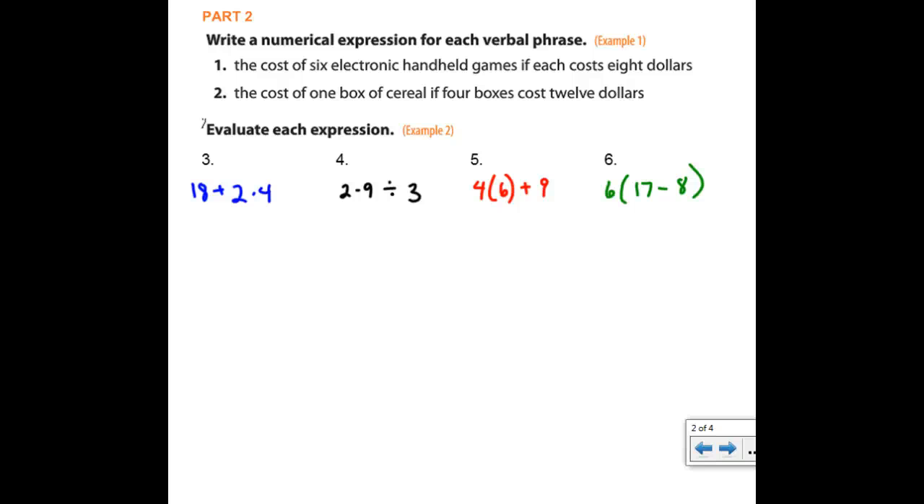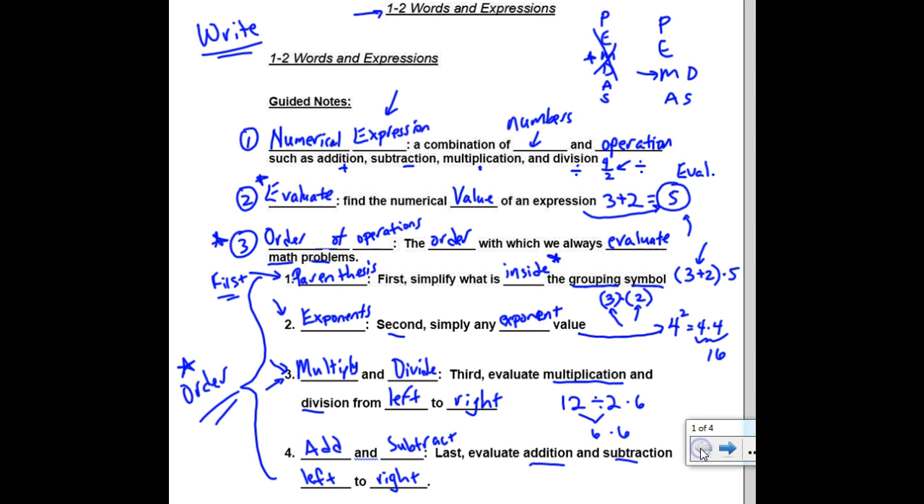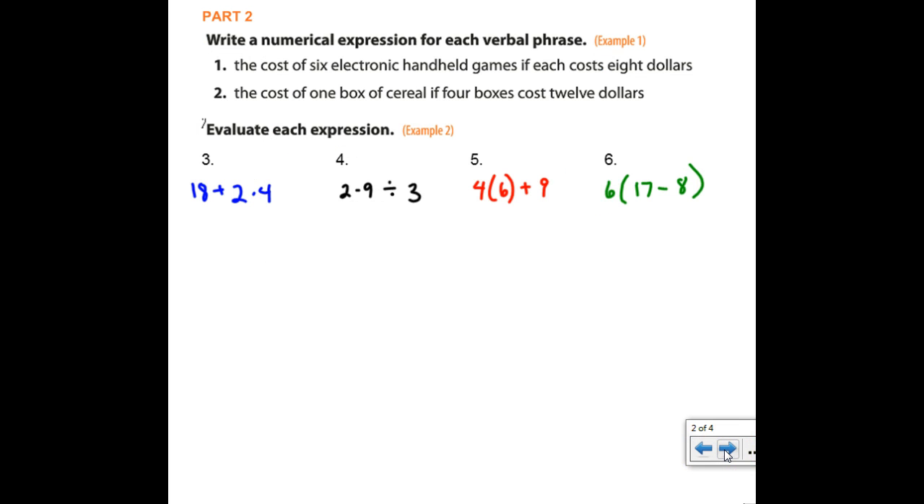Hello and welcome to part two of chapter one, section two. You just finished, hopefully, filling out your notes that look something like this. And we're going to now look at some examples and hopefully make sure when we're done here you have a good rounded understanding of what you should know for chapter one, section two.